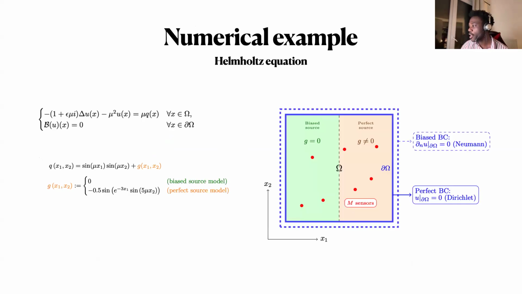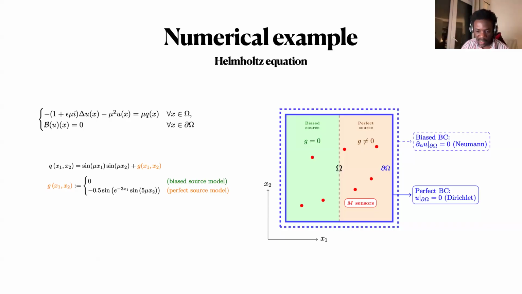So for the numerical example, I just chose one example, which is the Helmholtz equation, which is actually the initial problem that they chose in the paper. So you have this domain, the physical domain is this square domain, and then you have the Helmholtz equation, and then we have a bias.